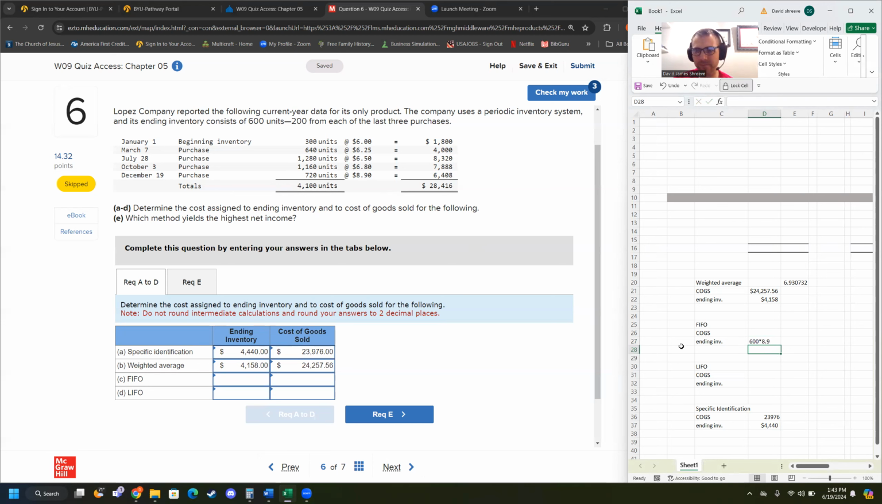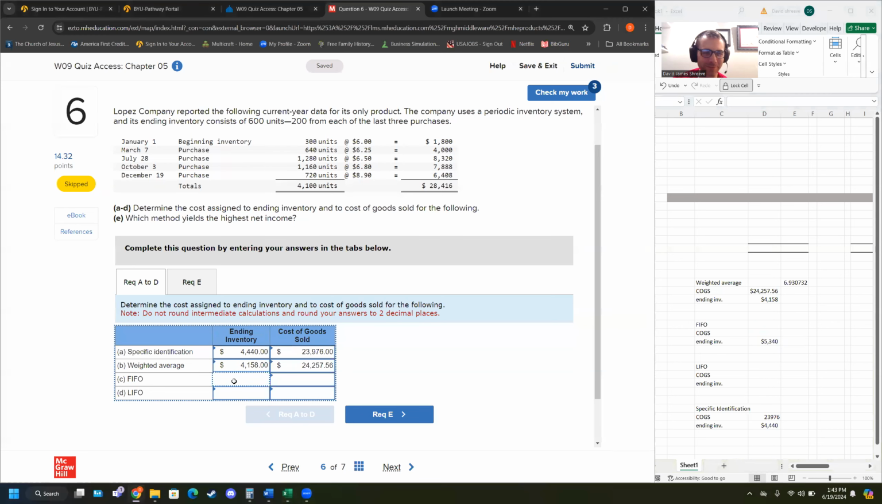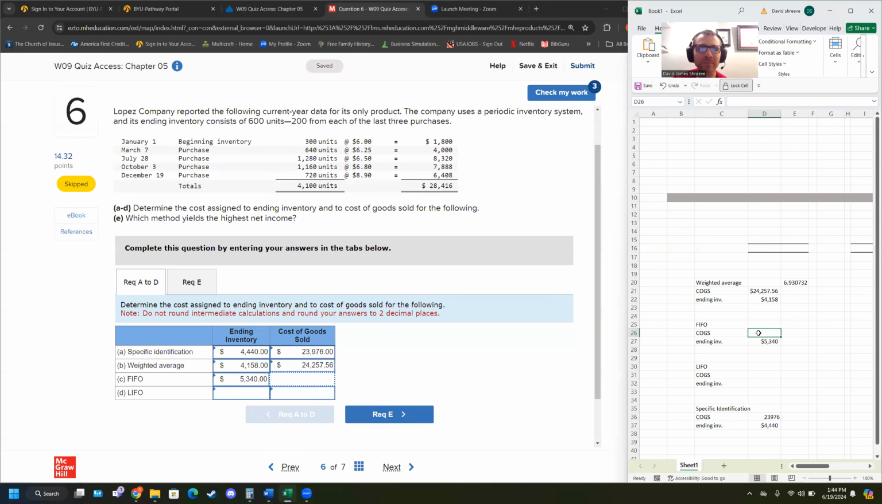FIFO, and the inventory is going to be 600 times 8.9. And yeah, I'm terrible at this. You can leave me a comment if you want. Let me know how terrible I am at remembering to do that equal sign at the beginning. 5340. Perfect. Okay. All right.